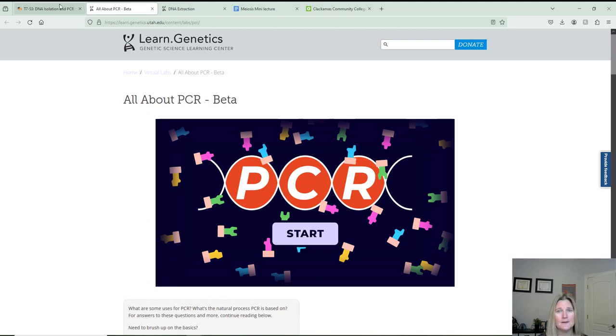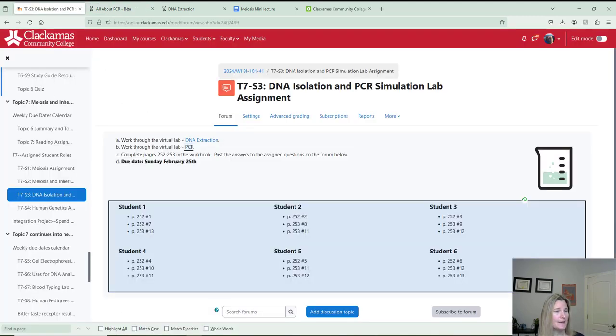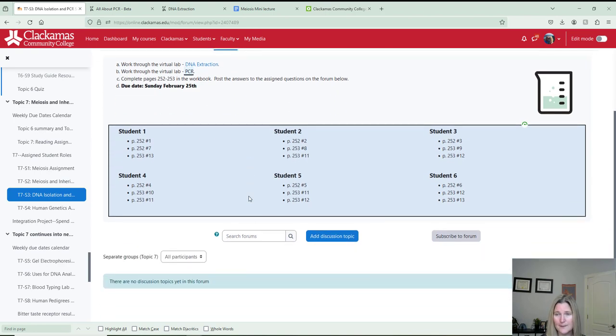Okay, so even though, again, we're not going to actually be completing all of the different parts of this activity in person, we still really need to now understand how it occurs. So you'll be working through the pages from your workbook, so page 252 all the way to the next page, 253, using what you learned from the virtual labs to answer the questions. Okay. Go ahead and post your results there.